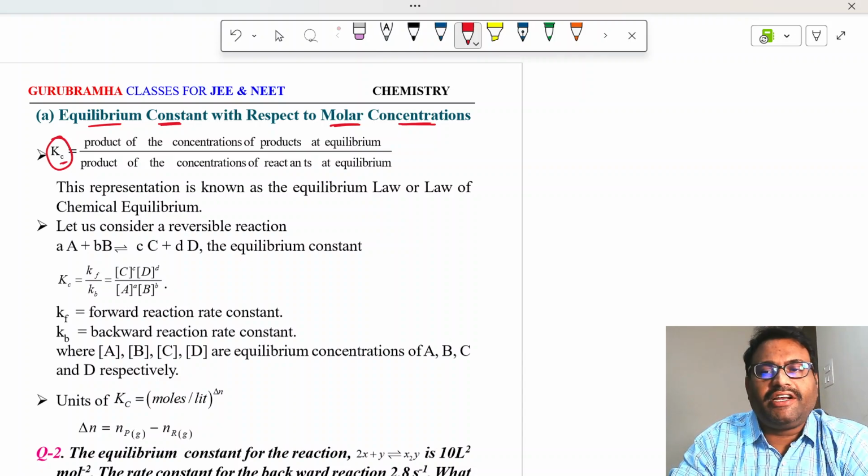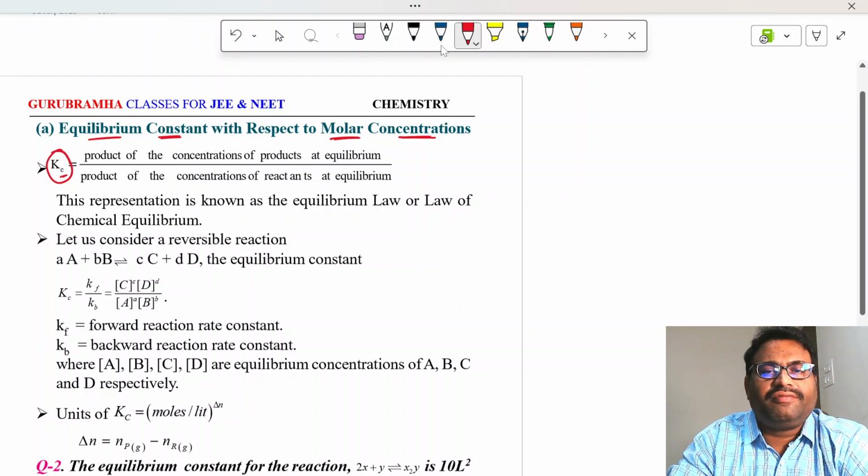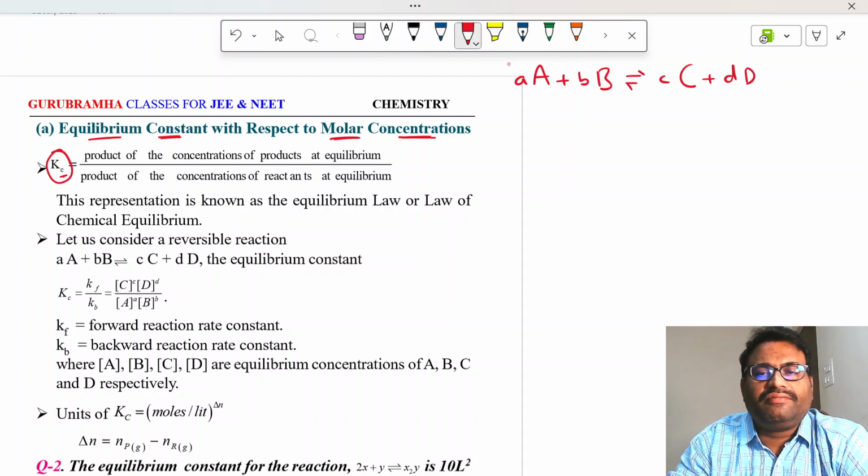Right? So let us see here. a moles of A react with b moles of B, giving rise to c moles of C plus d moles of D. You have both a forward arrow and a backward arrow, which represents that the reaction is a reversible reaction. Only for a reversible reaction is there a possibility for the attainment of equilibrium. When the rate of forward reaction is equal to the rate of backward reaction, it automatically attains equilibrium. So let us say that this reaction is in equilibrium.